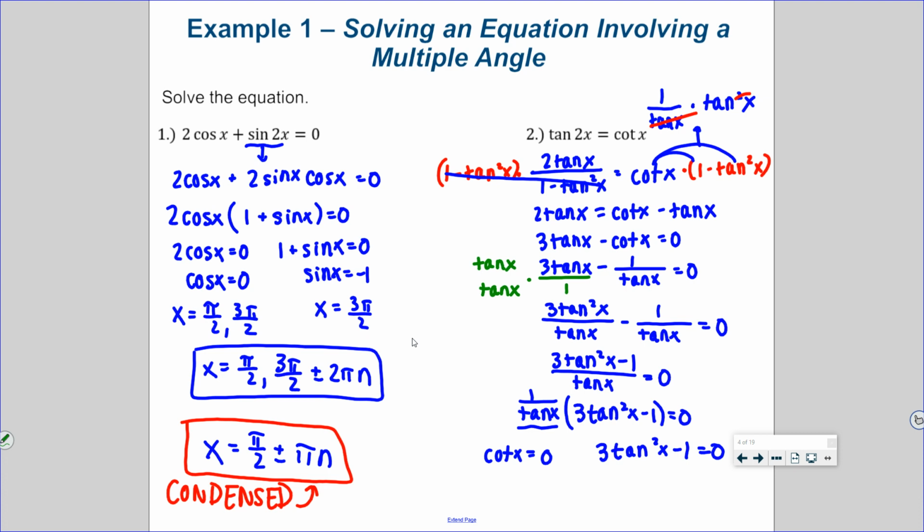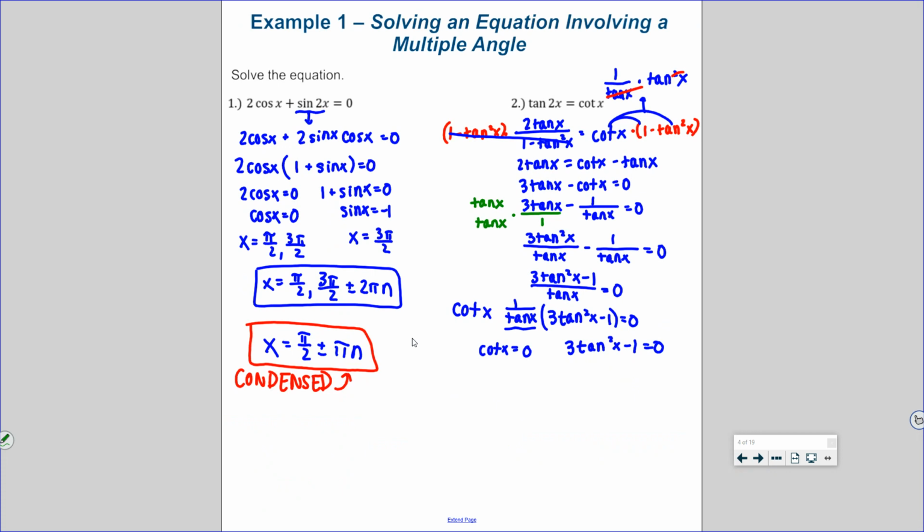Does that make sense? Because this is technically cotangent of x. If I would have divided both sides by that, I'd be dividing by 0, because there are angles where the cotangent of it is 0: pi over 2 and 3 pi over 2.